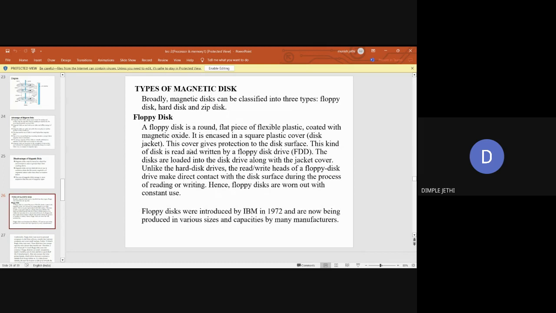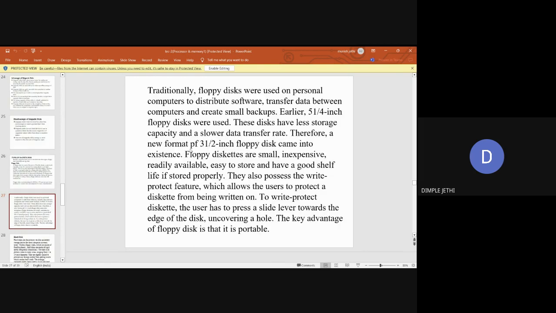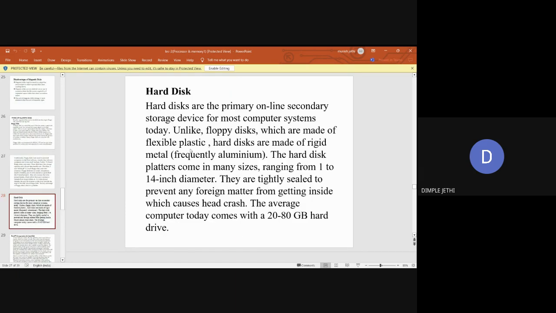Then again, there are different types of magnetic disk. First is the floppy disk. Earlier, I don't think you have seen this kind of floppy disk, like CDs, if you have seen them. Before that, we used to have floppy disks. It is kind of square in shape, very lightweight, and very cheap also. Floppy disk for data storage. Like a CD, we can move data from one place to another. We used to transfer data from one system to another on a floppy disk. So that was your floppy disk.